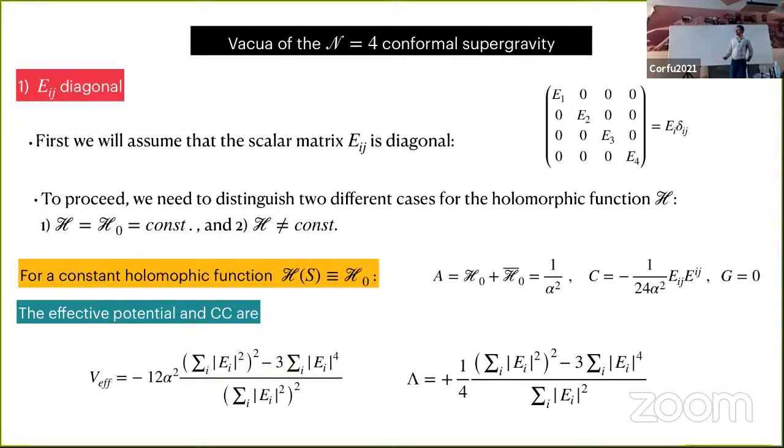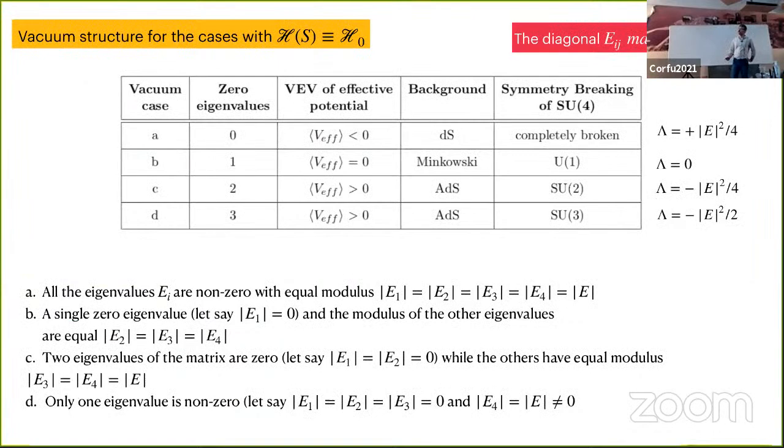Working out the theory and finding the minima, we find that the cosmological constant for this ansatz has this value given by this expression. As you see, it can be either negative or positive. And without entering into details, let me show you how we classify our solutions. This is a classification for this ansatz of a diagonal E matrix.